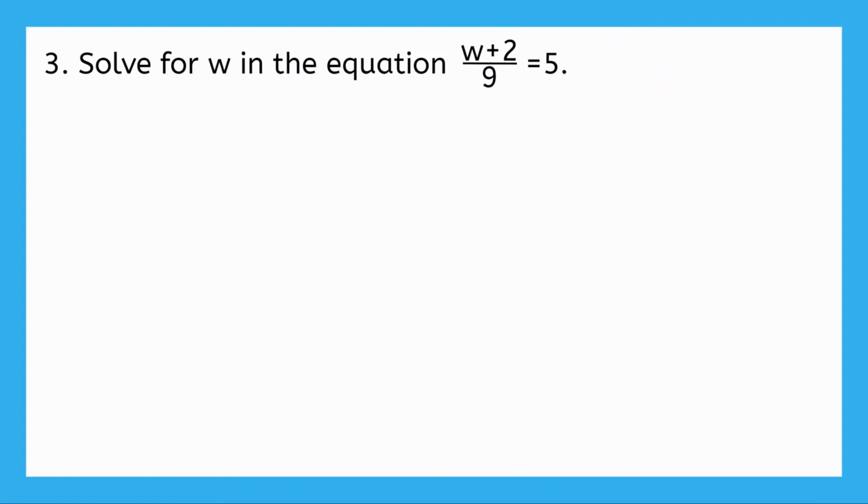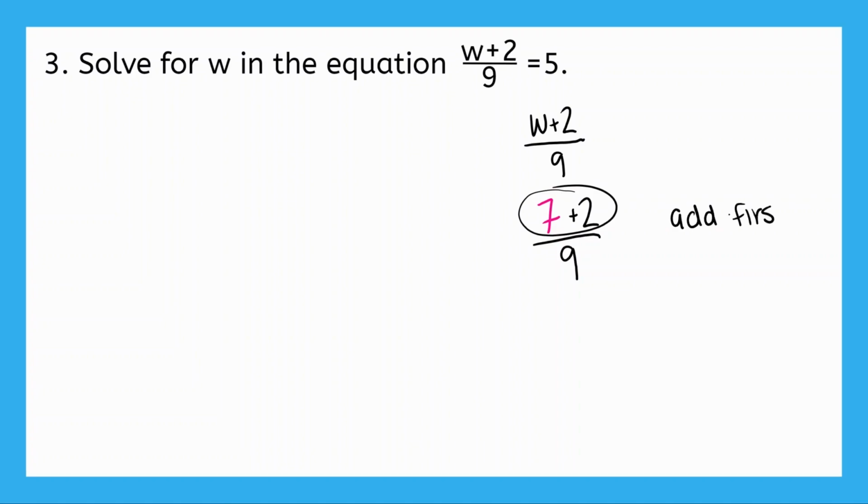I'm not super sure, so I'm just going to take this expression, w plus 2 over 9, and I'm going to substitute 7 for w just so I can get a feel for what order these operations are happening in. Okay, so if I substitute 7 here, what would I do to the 7 first? Well, since the 7 and the 2 are both in the numerator of this fraction, they're really being grouped together. So I would add 2 first. And then I would take that sum and divide it by 9.